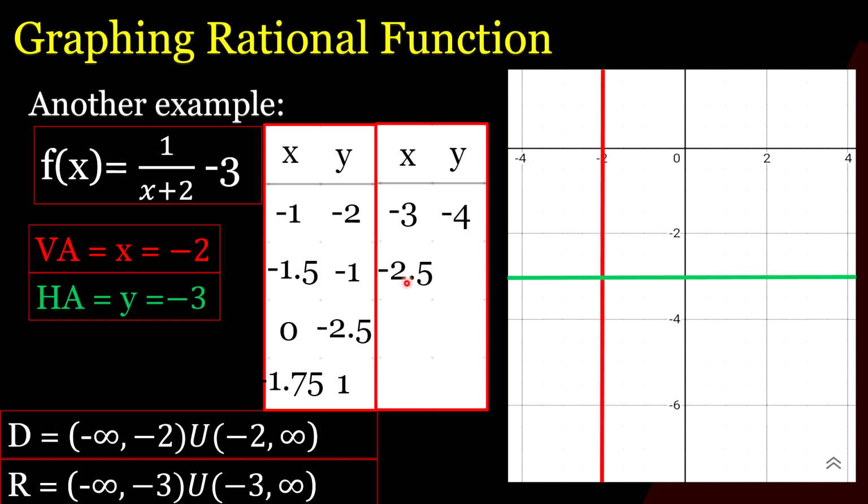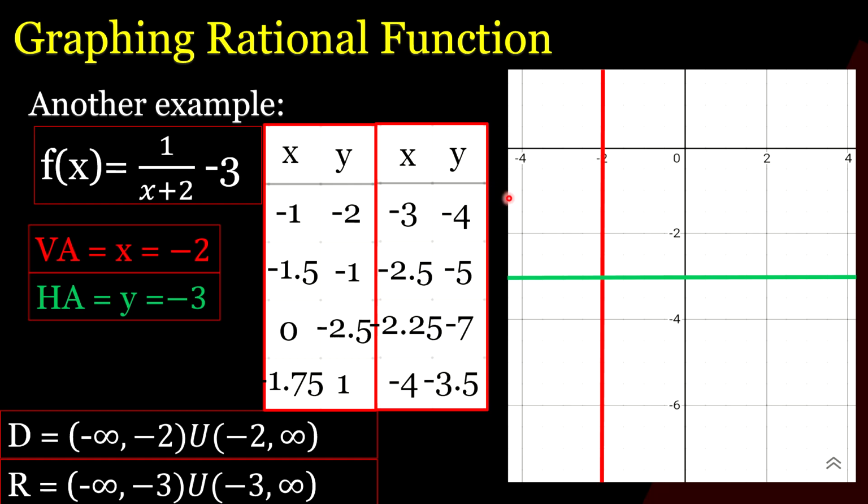So ito naman, negative 2.5. So magiging 1 divided by negative 2.5 plus 2, minus 3 is equals to negative 5. So ang next natin is negative 2.25. So ipa-plug in natin siya dito sa ating function. So 1 over negative 2.25 plus 2, minus 3 is equals to negative 7. At ang isa naman ay last is negative 4. So ipa-plug in natin siya dito. So 1 over negative 4 plus 2, minus 3 is equals to negative 3.5.